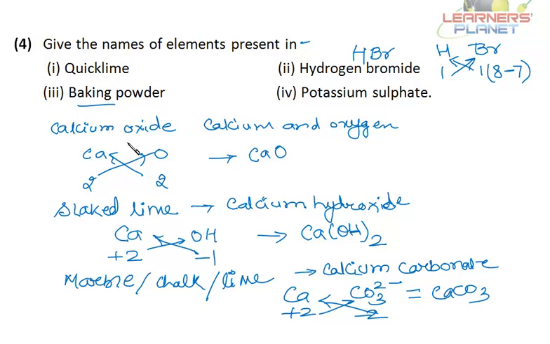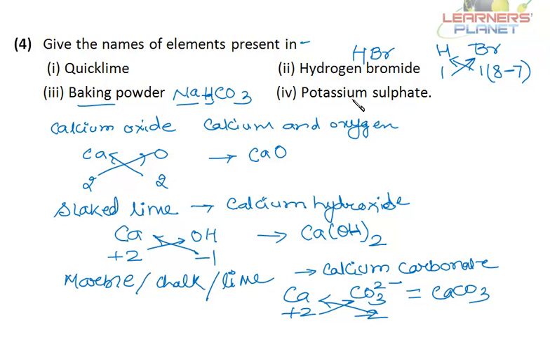Now there is baking powder. What is baking powder? Baking powder is sodium bicarbonate, that is NaHCO3. Remember this formula. This is baking powder. NaHCO3. What all are the elements present? Na sodium, H hydrogen, C carbon and O oxygen.